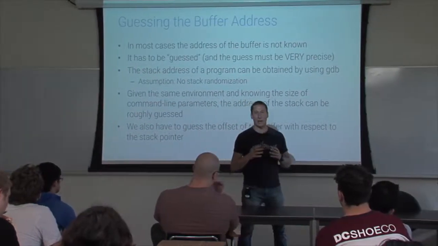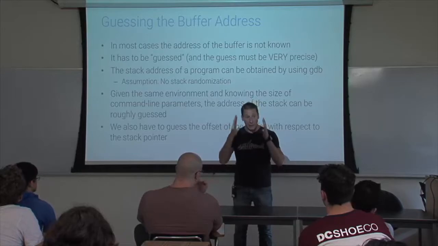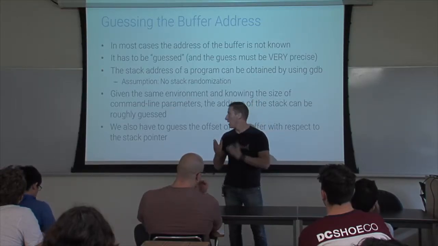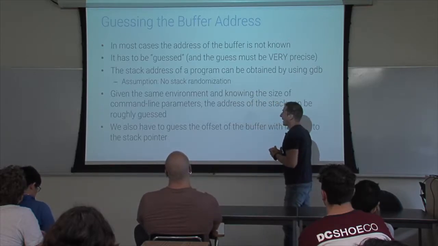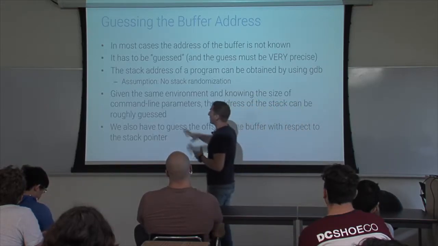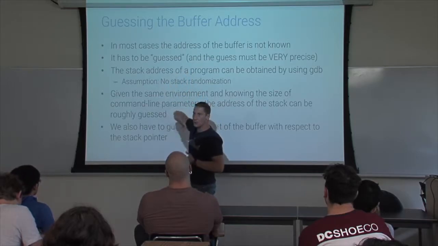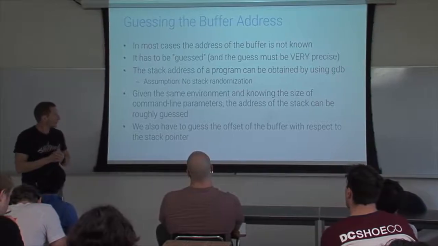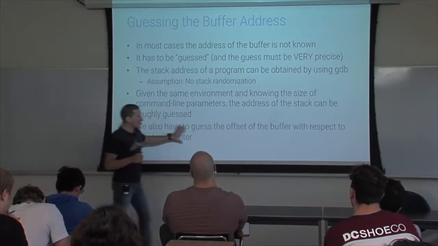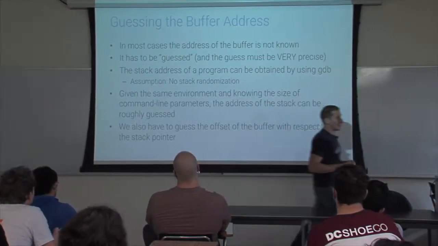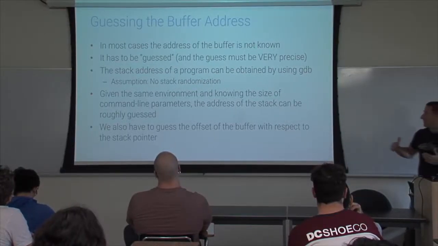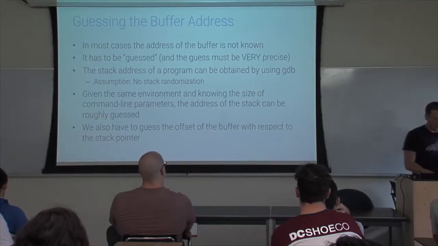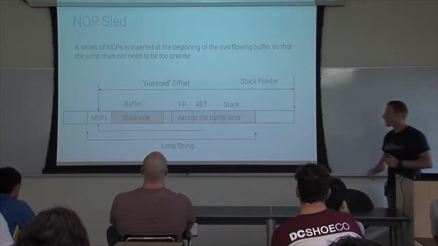You have to provide the exact address of the shellcode. There is no room for mistakes. And of course, this is under the assumption that you don't have stack randomization. As we will see, once you have layout randomization in memory, the problems are very different. And we also have to guess the offset of the buffer with respect to the stack pointer, so we know where we are in memory.